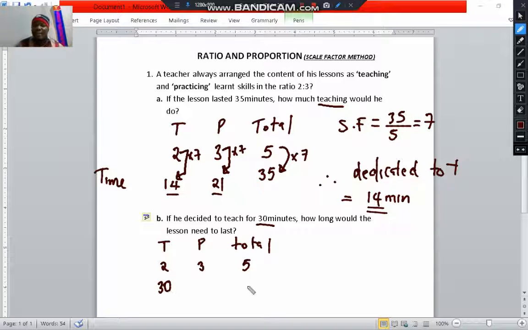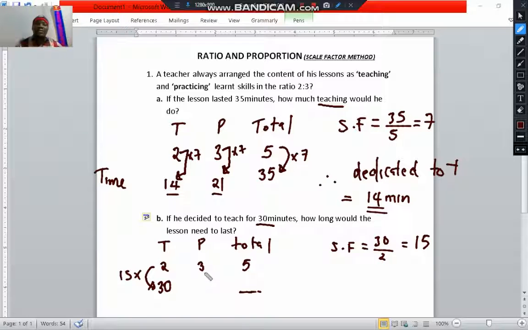And the question asks how long the lesson lasted. So we are looking for the total time of the entire lesson. So we need again to find the scale factor for this question. And if you look at this nicely here, we've got a complete column here, which is under T. So scale factor would be 30 divided by 2, all right, to give you 15. Okay, 15. So the scale factor is 15 because we need to multiply 2 by 15 to get to 30.